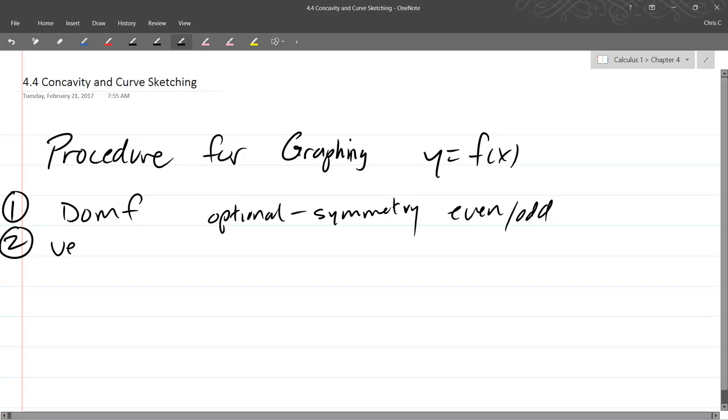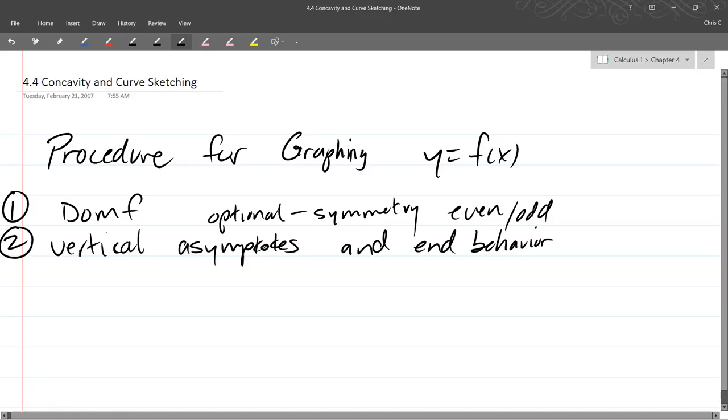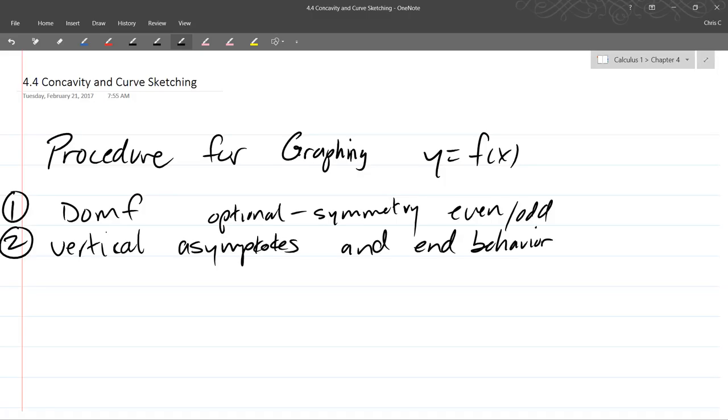Is there a step for vertical asymptotes? Oh, you're writing it. So vertical asymptotes, which you're going to generally see in the domain step, and end behavior. I think the last question on the midterm was this part of the graphing. So vertical asymptotes and end behavior.